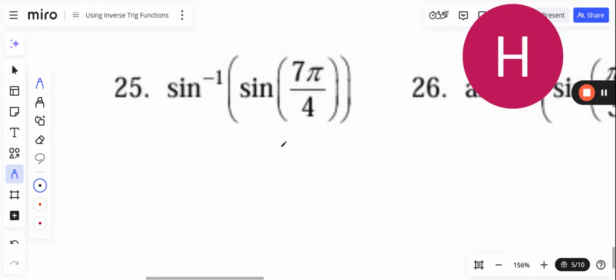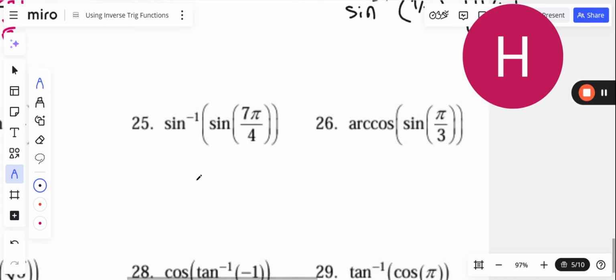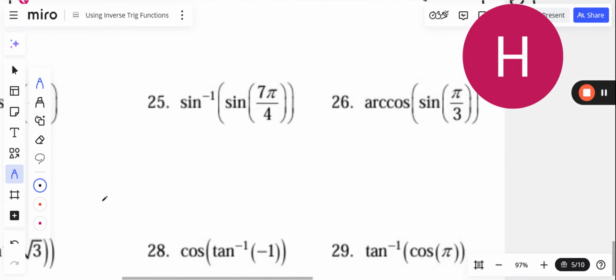This is most interesting because number 25 says sine inverse of sine. You would think that the inverse of something just cancels it out perfectly. And it kind of does, but we have to be careful, because we can't just cancel these things out. Why not?